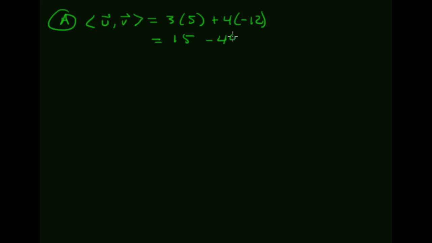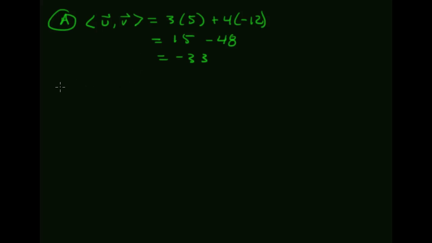Okay, so we're going to work through the solutions to the norm, distance, and angle problems. The first one here is in R2. It asks us first for the inner product of u and v. That's just the standard inner product of u dot v. So this is going to give me 3 times 5 plus 4 times negative 12, which is 15 minus 48, which is negative 33.